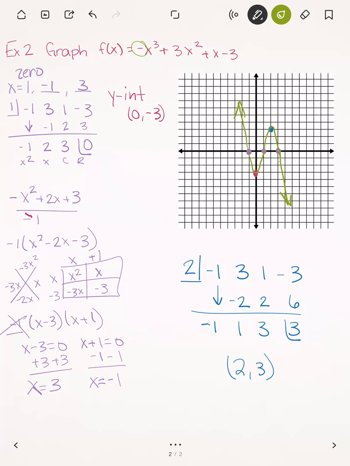So this is the function for f of x equals negative x cubed plus 3x squared plus x minus 3. And this is how we graph polynomial functions. Again, it's not very accurate. It's kind of more of a sketch, but it gets us to know our zeros, our y-intercepts, and our end behavior.